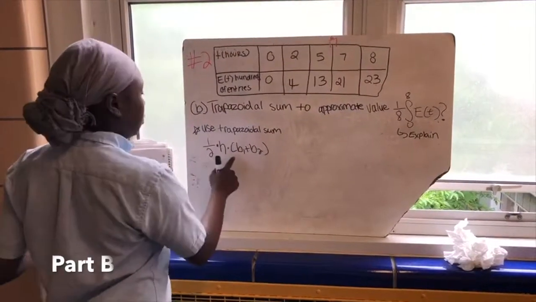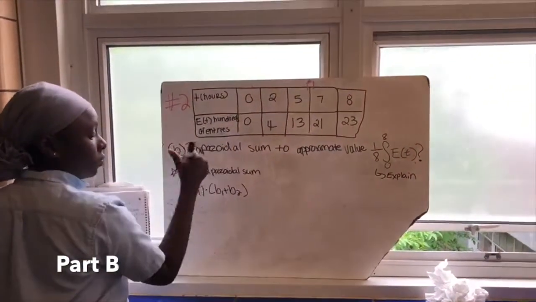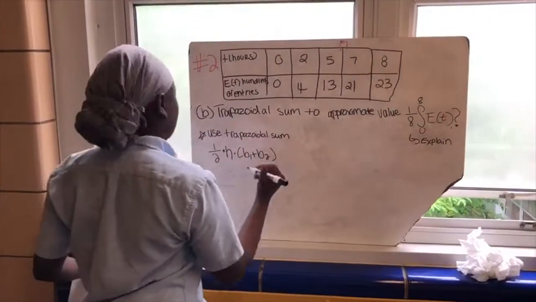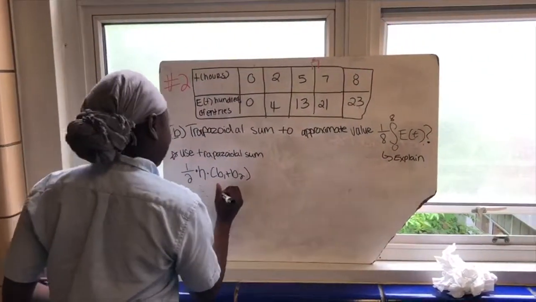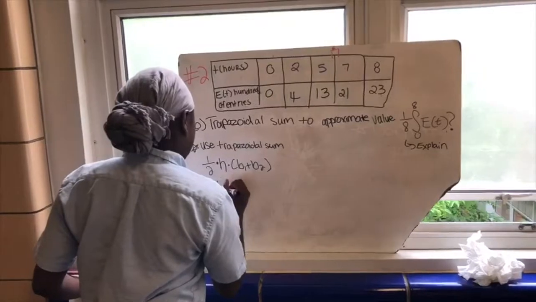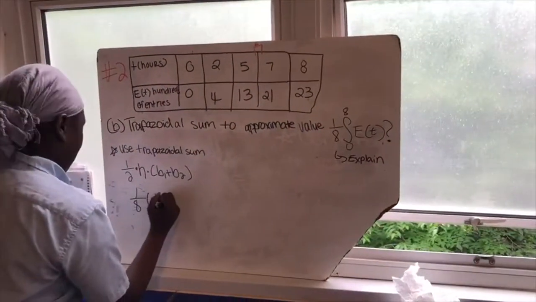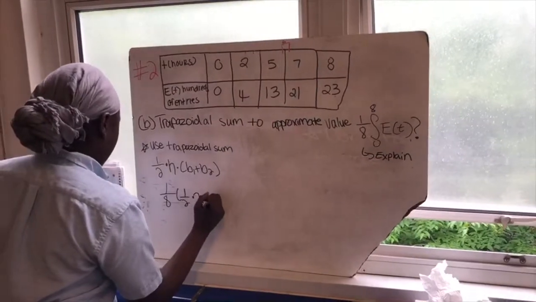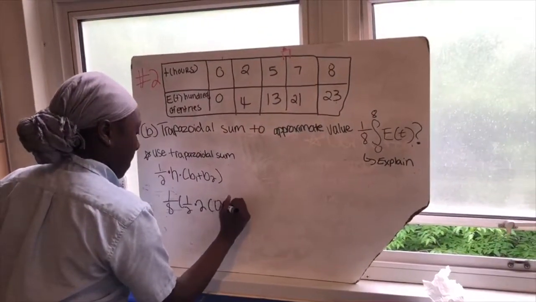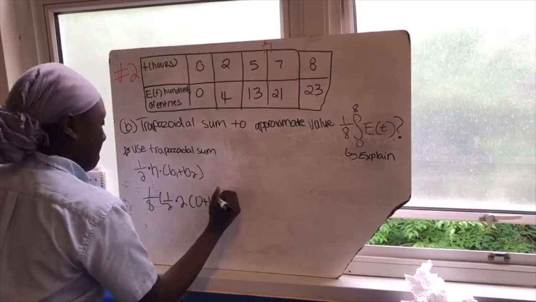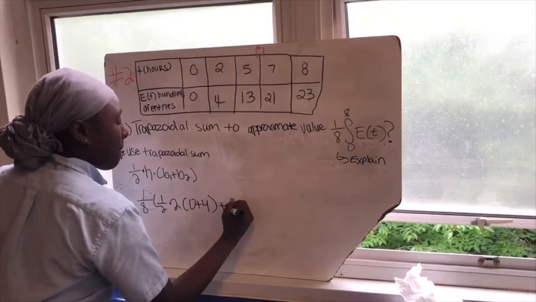So for AP Calculus 2010 B, it reads: use a trapezoidal sum with the four subintervals given by the table to approximate the value of 1/8 times the integral from 0 to 8 of E(t) dt. Using correct units, explain the meaning of 1/8 times the integral from 0 to 8 of E(t) dt in terms of the number of entries.